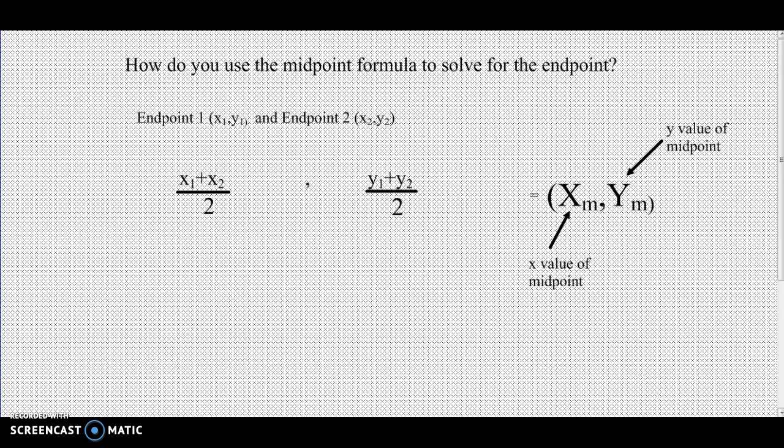So, when we're using the midpoint formula, we know that we add the two x's together of the endpoint and we divide by 2. And we add the two y's together of the midpoint and divide by 2. And that's what gives us the x value of the midpoint and the y value of the midpoint. So we're going to apply this formula backwards in order to solve for the missing endpoint.